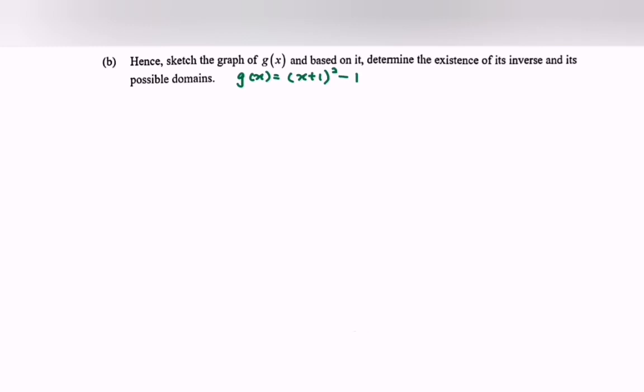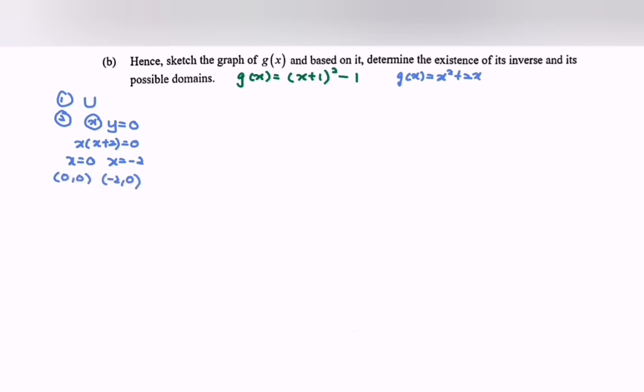So what we have to do now is to sketch the graph for the quadratic. Number 1, we have a U shape because a is greater than 0. Step number 2, we have the function g(x) equals x squared plus 2x. To find the x-intercept, meaning when y equals 0, we have x(x plus 2) equals 0. So x equals 0, x equals negative 2. So we have the coordinates (0, 0) and (negative 2, 0). Continue. Find the y-intercept, meaning when x equals 0, so y equals 0 as well. So here we have the coordinate (0, 0).